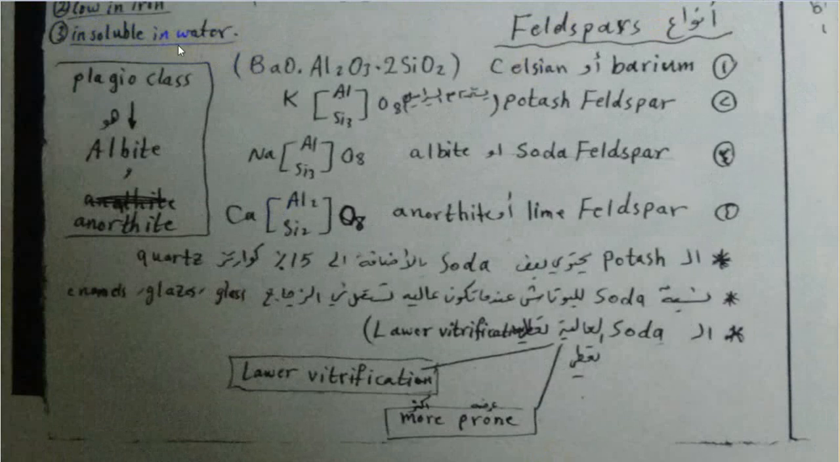Let's just say here the features of the spar. Contains iron, insoluble in water. Types of feldspar, as you can see in front of you.